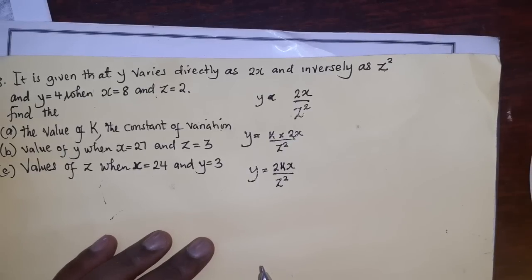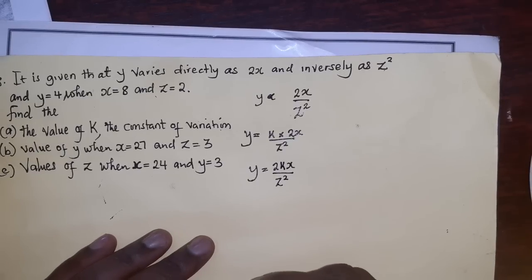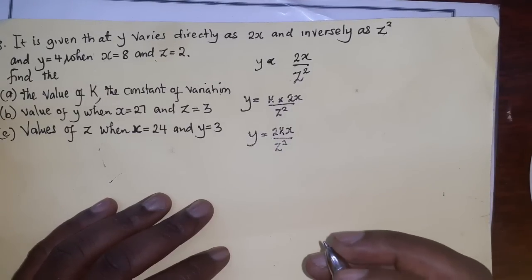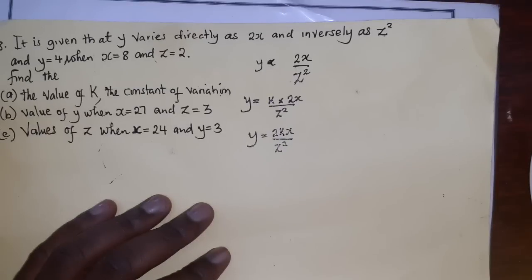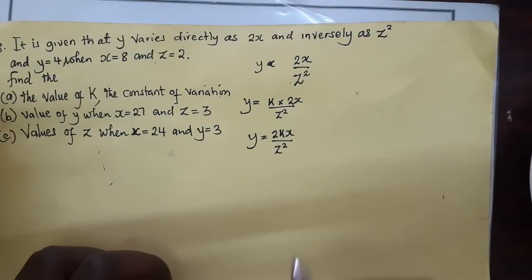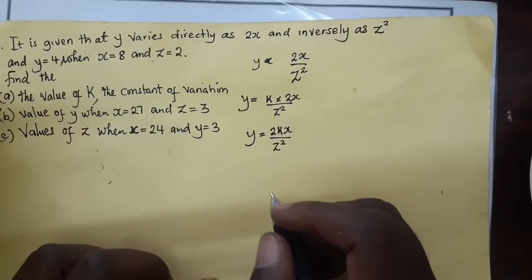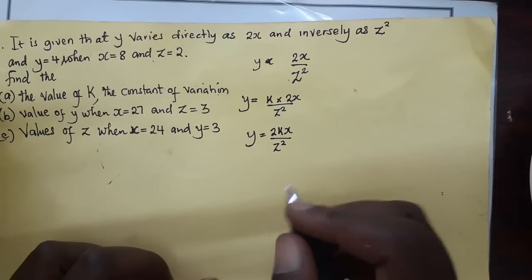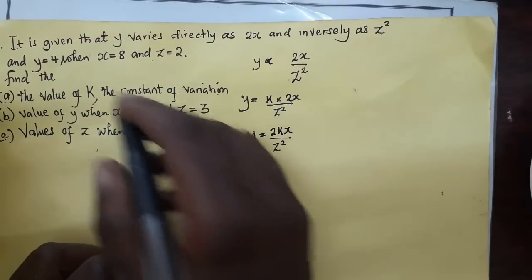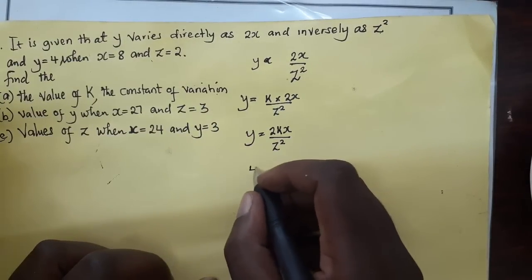All right, so now we have to find the value of k. Y has been given here that y is equals to 4.